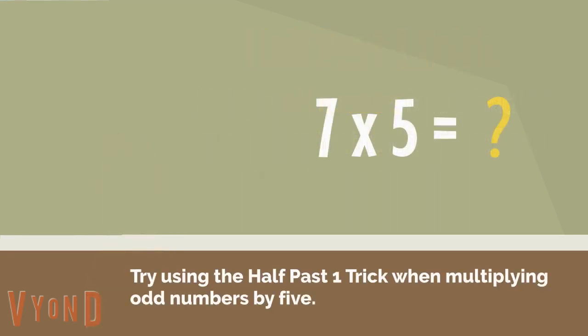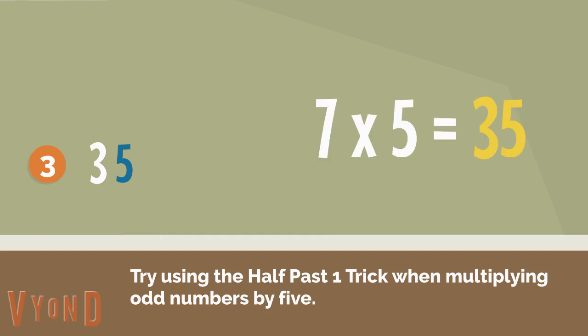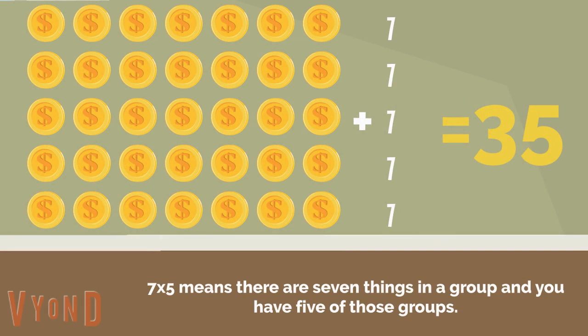To multiply 7 by 5, first, you take the 7 and subtract 1 from it. This gives you 6, which is an even number. Next, you will take that 6 and cut it in half to get 3. Lastly, since you are multiplying 5 by an odd number, you will place a 5 behind the 3. When you multiply 7 by 5, you get 35. Of course you can always use addition to check your answer.